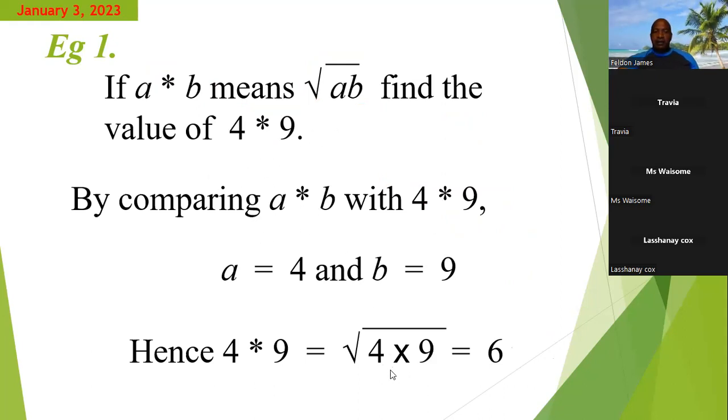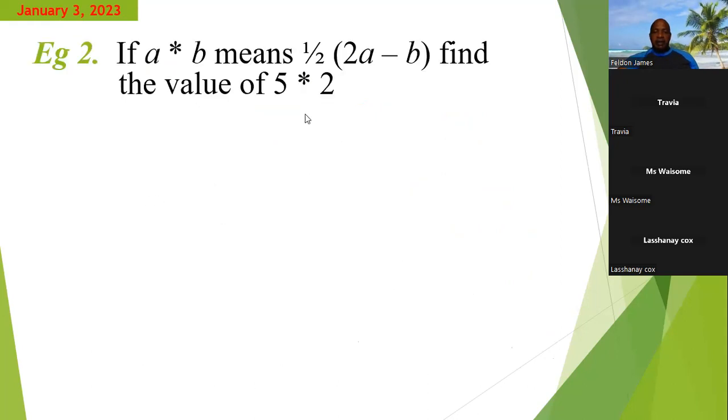So this is just one example of a binary operation. Now here is another example. What you notice is that each question is defined differently. So you may have A star B mean one thing in one question, and A star B mean a different thing in another question. So for each question, you have to take it based on the definition you are given. For the previous question, A star B would have meant the square root of A times B. In this question though, A star B is going to mean something totally different, which is just half bracket 2 times A minus B. So even though we are using the same star, the operation is defined differently for this question. So you must always pay attention to how it is defined for each question.